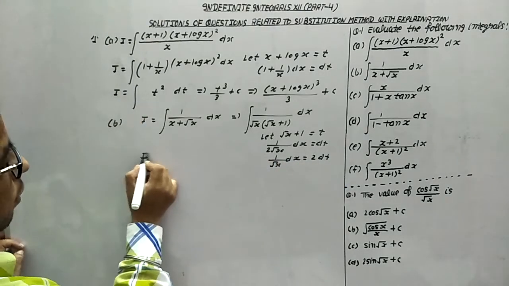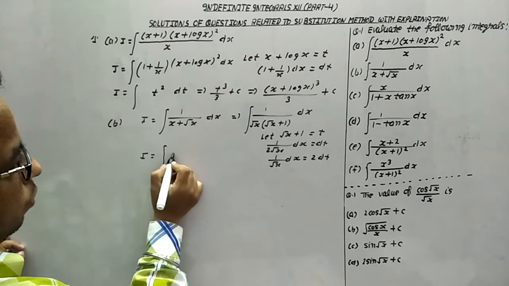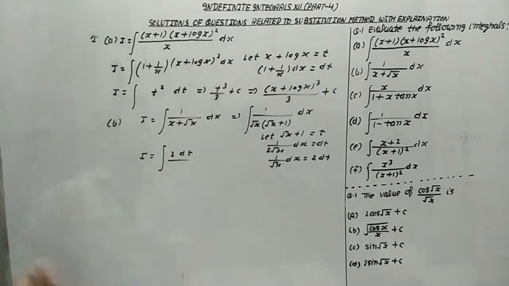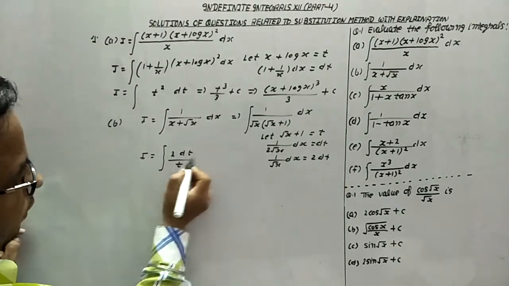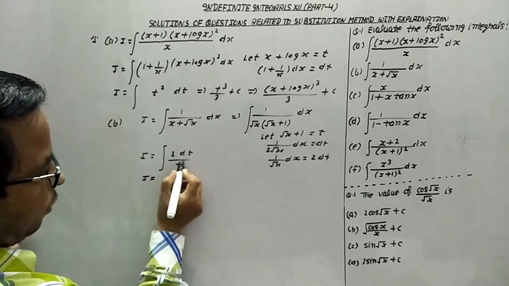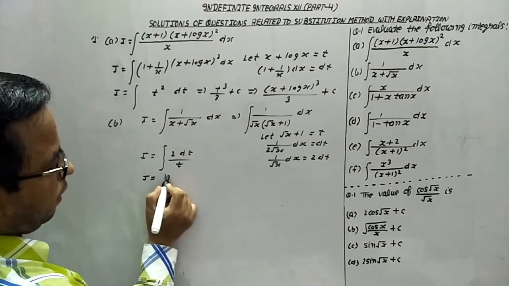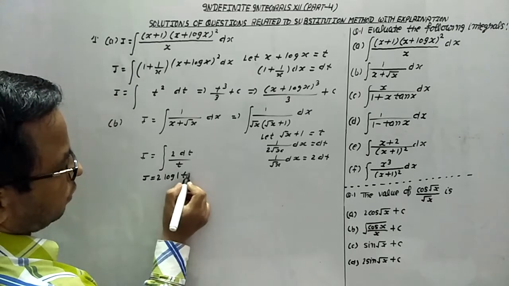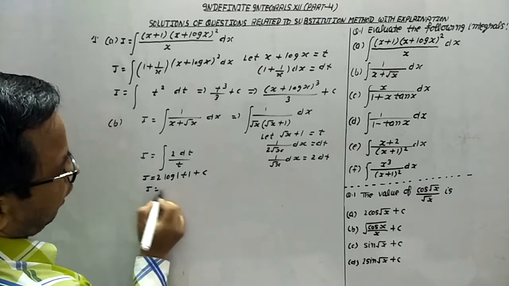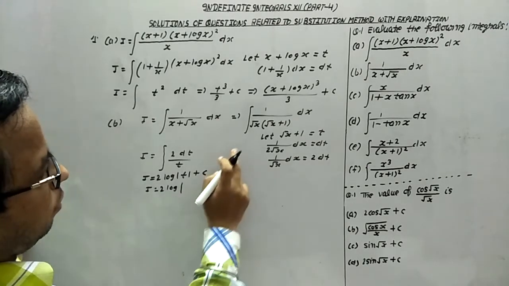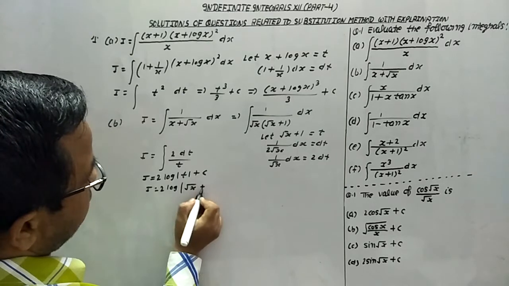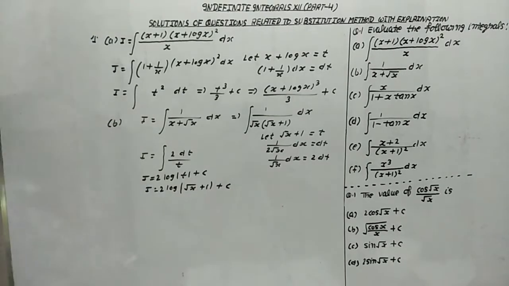Substitute the value. It means I is equal to the integration of 2 dt upon, what is this, root x plus 1, which is t. So this becomes 2 dt upon t. Now I is equal to the integration of 1 upon t dt, which is log t. It means 2 log t plus c. Substitute the value of t. I is equal to 2 log. What is the value of t? The value of t is root x plus 1, and this is plus c. So this is the way to do the substitution.